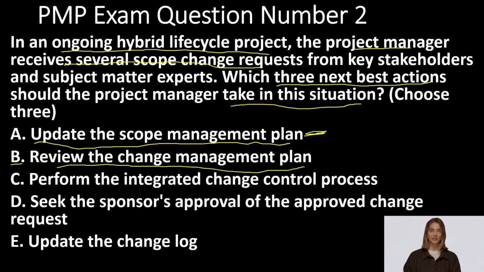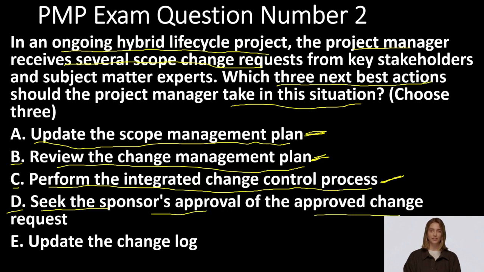This is a good choice as it will help the project manager understand how to obtain formal authorization for the change requests. Let's move on to option C, which suggests that the project manager should perform the integrated change control process. This action will enable the change control board to review all the scope-related change requests, making it a good option. Option D states that the project manager should seek the sponsor's approval of the approved change request.